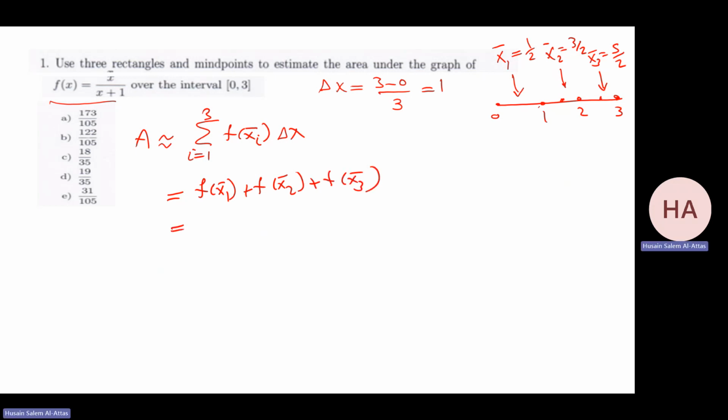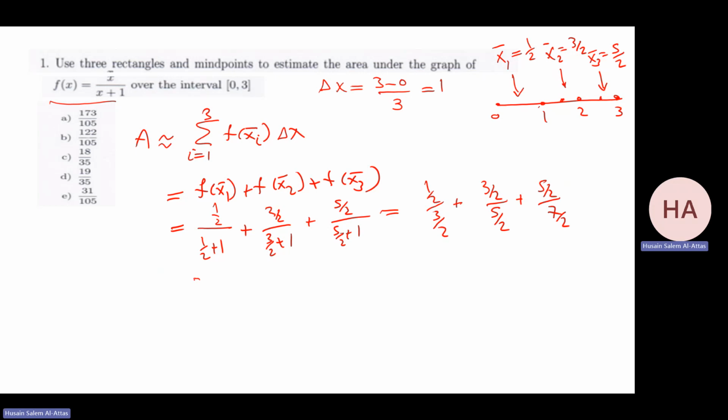F of x1 bar, which is f of half. So I have half over half plus 1. F of x2 bar, I have 3 over 2 over 3 over 2 plus 1. This one, 5 over 2 over 5 over 2 plus 1. Let us do the calculation. That will be half over 3 over 2, which is 1 over 3, plus 3 over 5, plus 5 over 7. I'm doing it in detail.